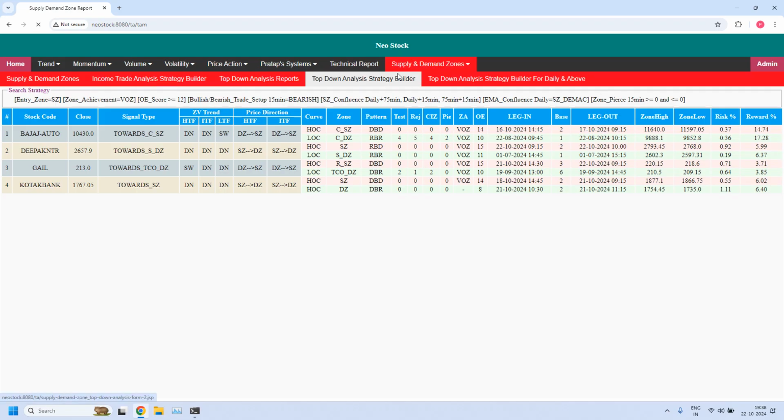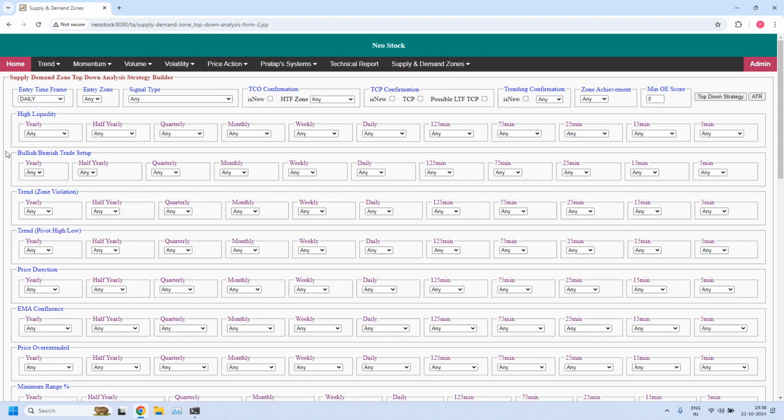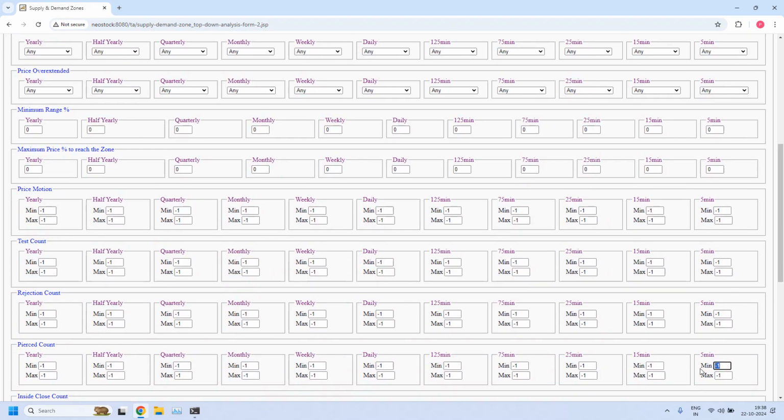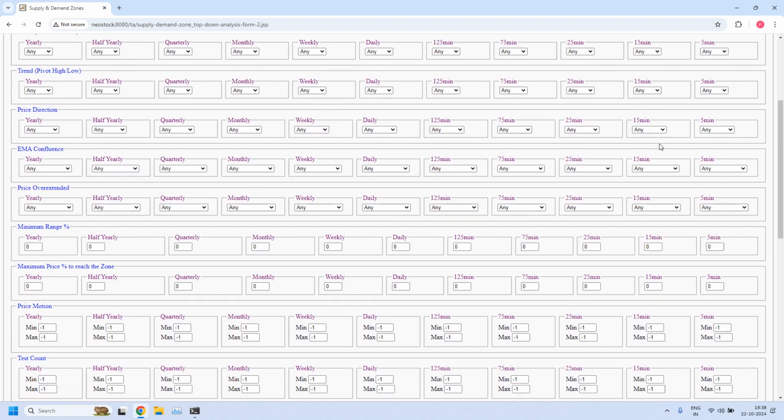Next setup is a bullish trade setup for hourly income trade. Entry time frame 5 minutes, entry zone demand zone. In bullish or bearish trade setup at 5 minutes, I am selecting bullish. The 5 minute demand zone should not be pierced. So in the pierced count at the 5 minute time frame, I am setting minimum value 0, maximum value 0.